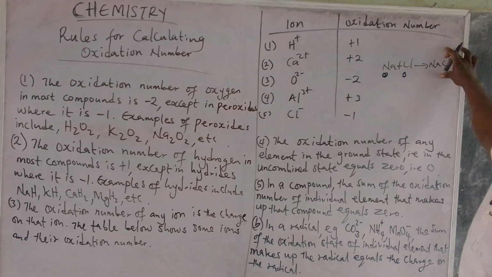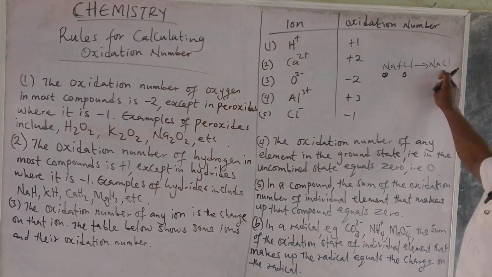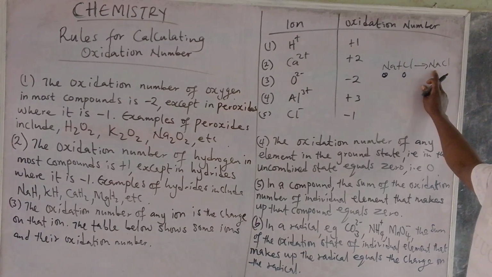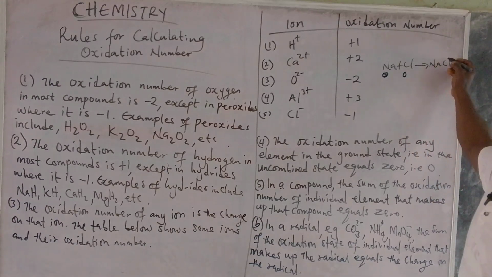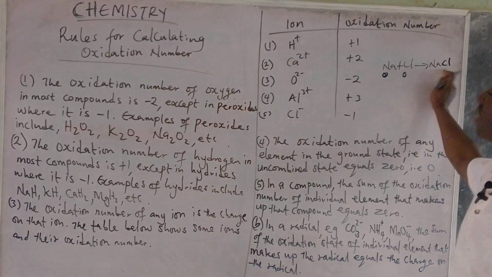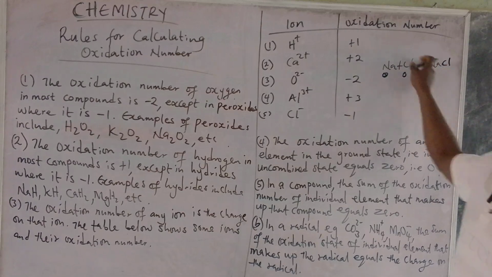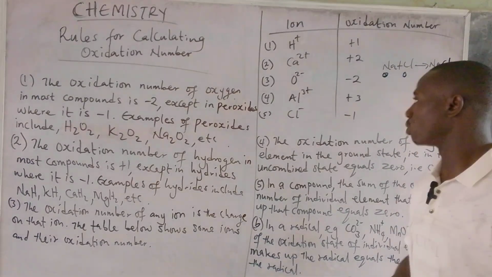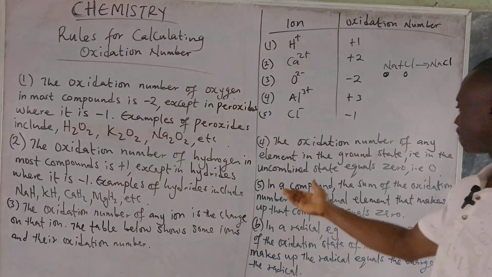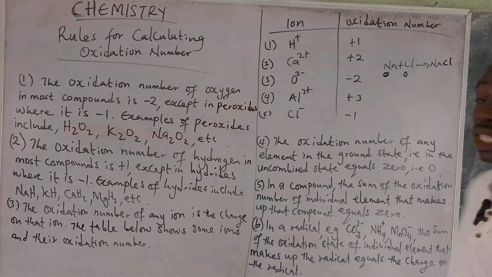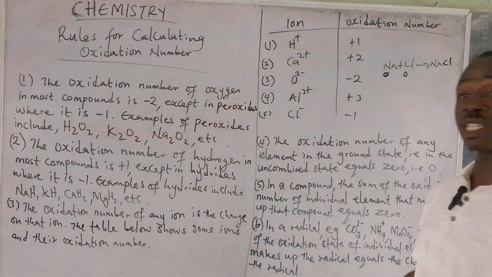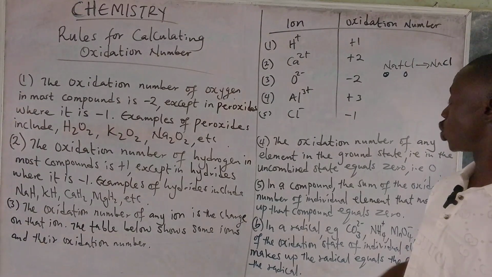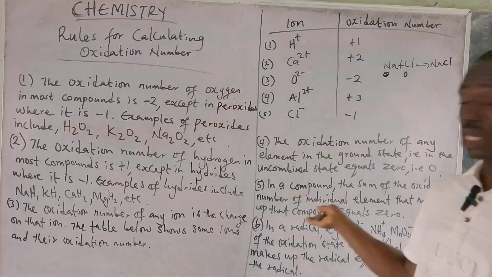But coming to the right-hand side, the oxidation number of sodium can no longer be 0 because it's now combined with chlorine. The same way, the oxidation number of chlorine here can never be 0 because it's now in a combined state. Then number 5 says in a compound, the sum of the oxidation numbers of the individual elements that make up that compound equals 0. I am going to show examples later.